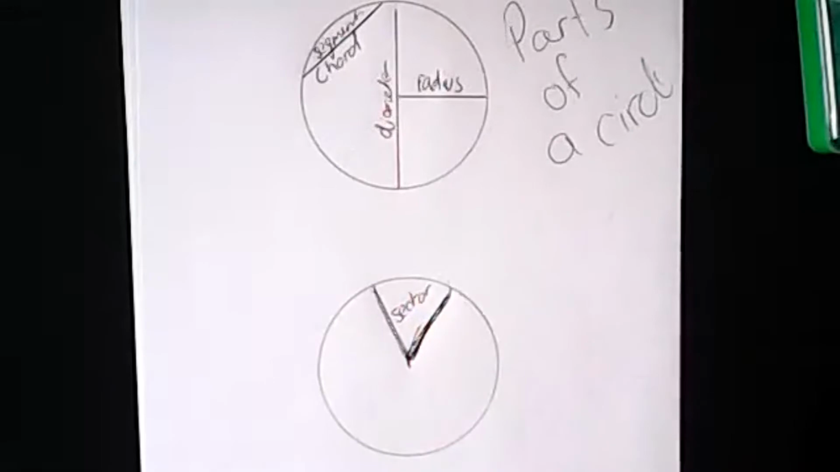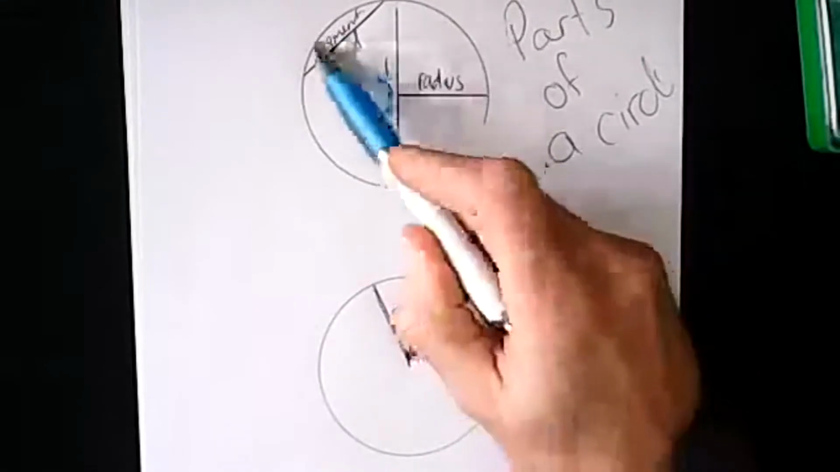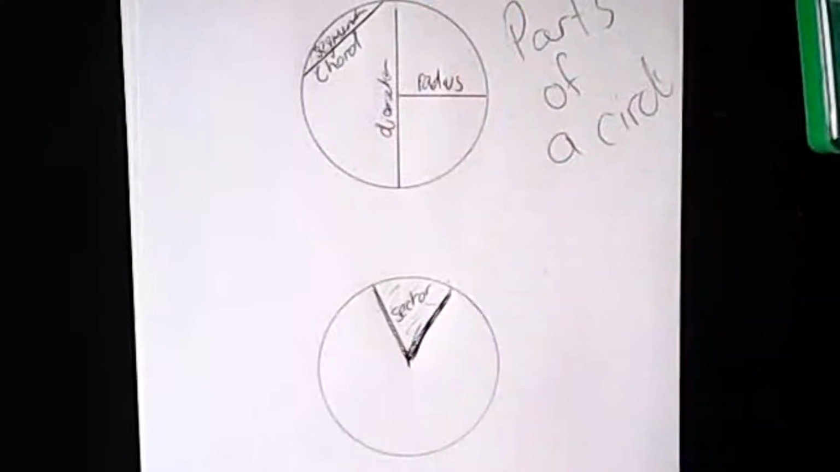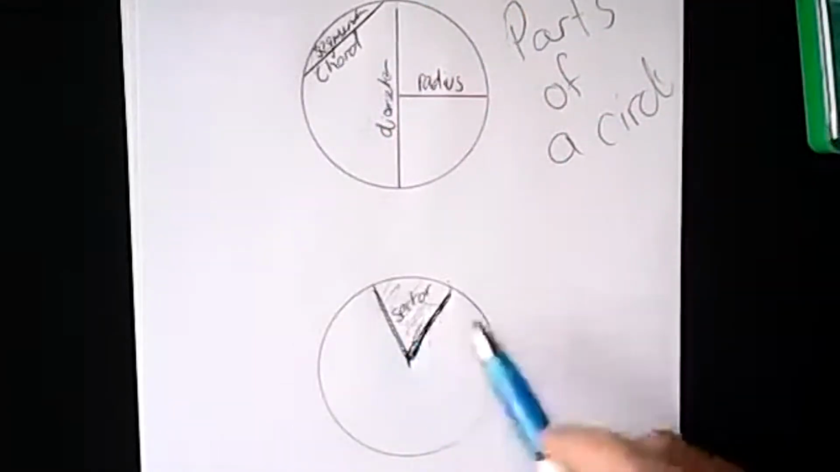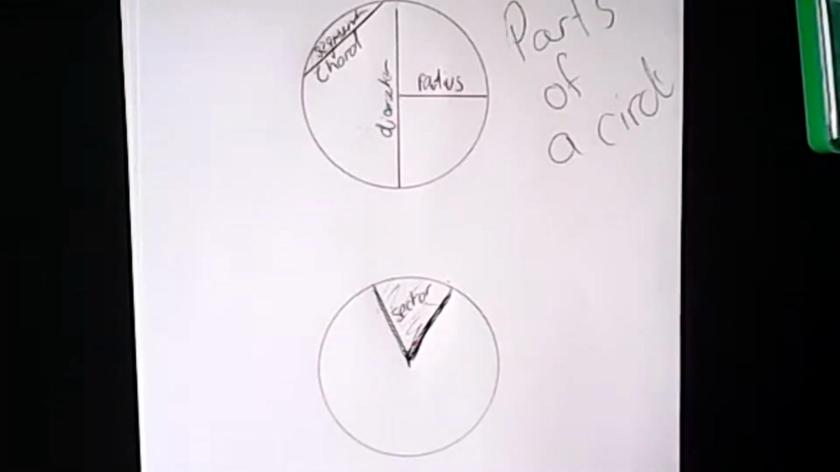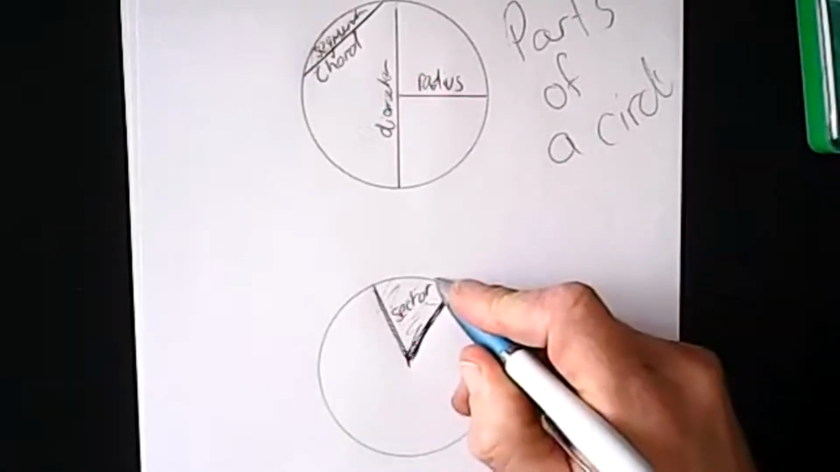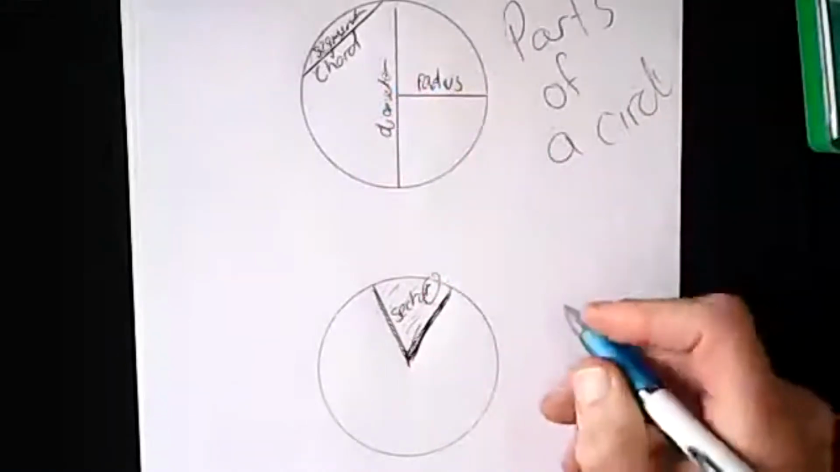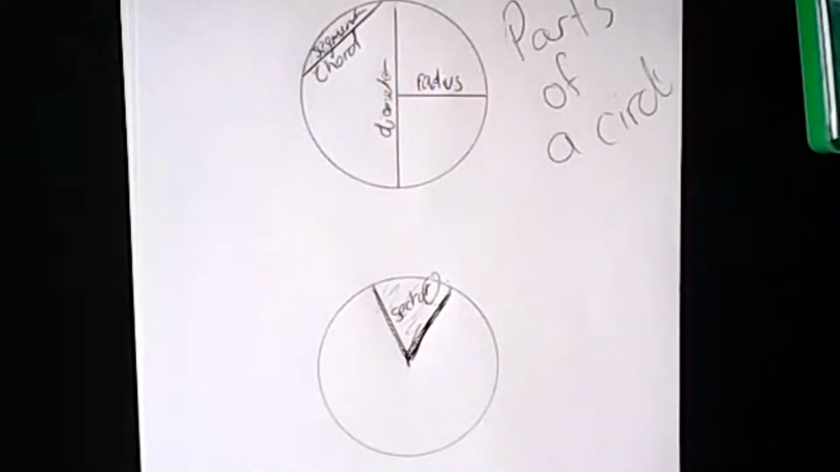Sector. Now, the way I remember this, they're both little areas here, segment and sector. That's a little area as well. So this area here is going to be called a sector, and the way I remember it is this little word here has got an R in, segment hasn't got an R in, R for radius. That's how I always remember it.